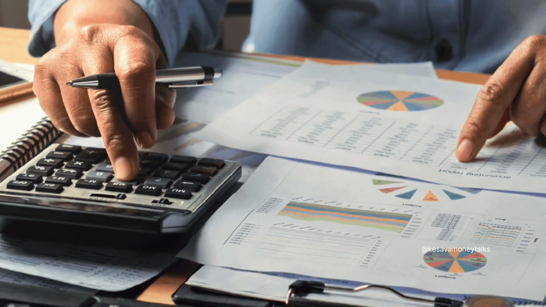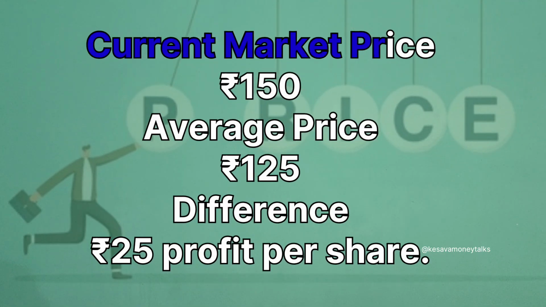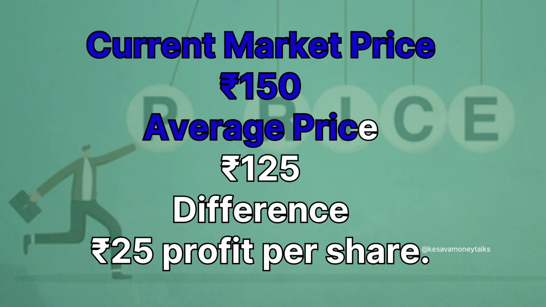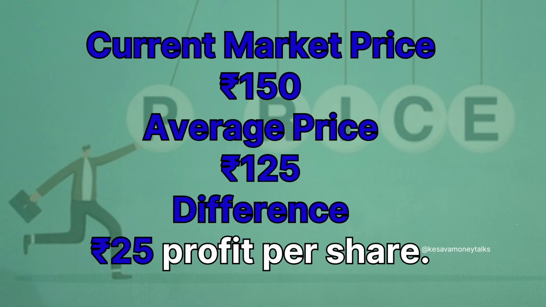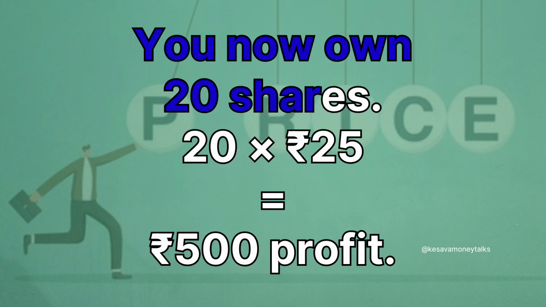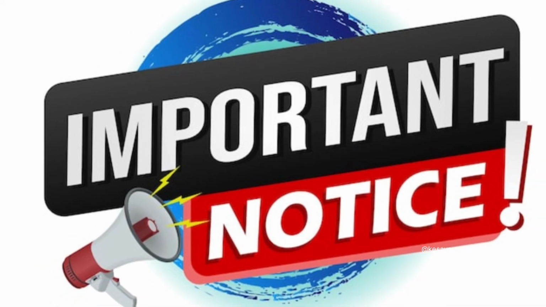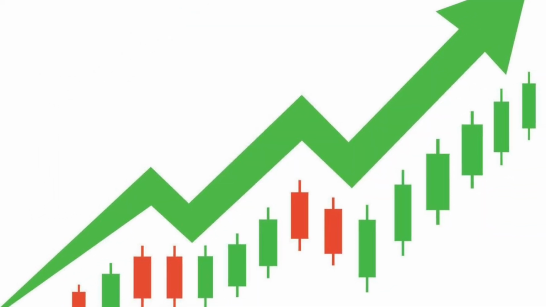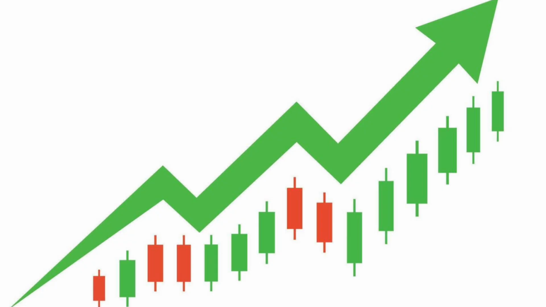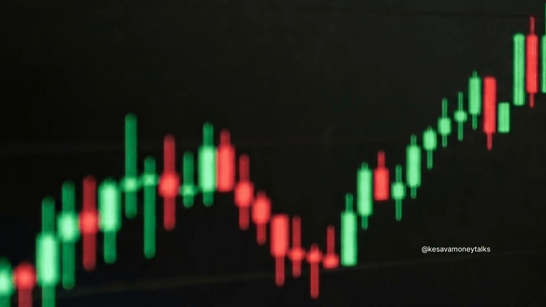Now the profit calculation. Current market price 150 rupees, average price 125 rupees, and the difference is 25 profit per share. You now own 20 shares, so 20 into 25 rupees equals 500 profit. Notice something interesting: even though your average price increased, you are still making profit. This is why buying at a higher price is not always bad. If the company keeps growing, your profit also keeps growing.